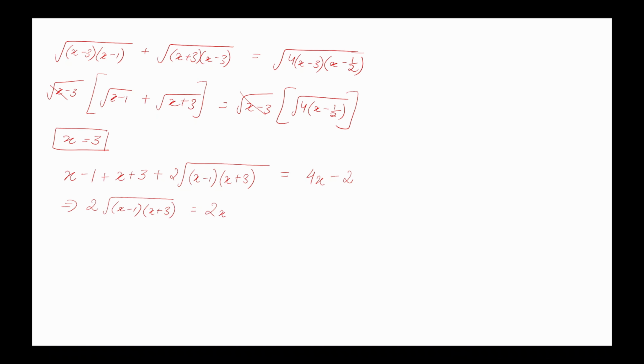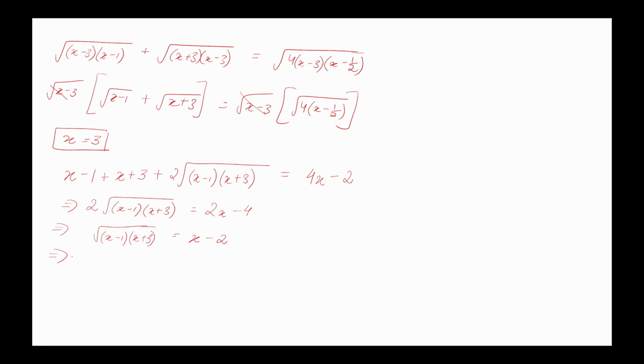We would have 2x here and this would make it 2. That 2 would come to this side, sorry, here we would have a plus 2, taken this side, it would become minus. So we would have a 4 here. So from here again 2 can be taken common and cancelled out. So what are we left with? This would become root under x minus 1 into x plus 3 equals x minus 2.